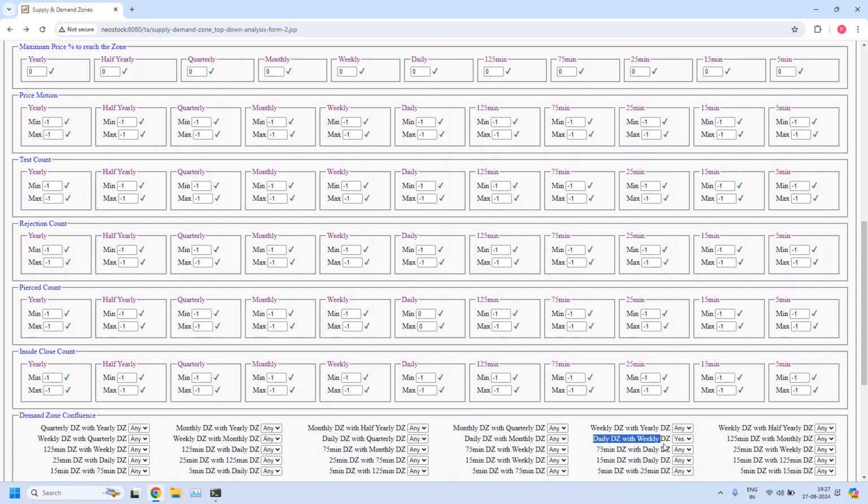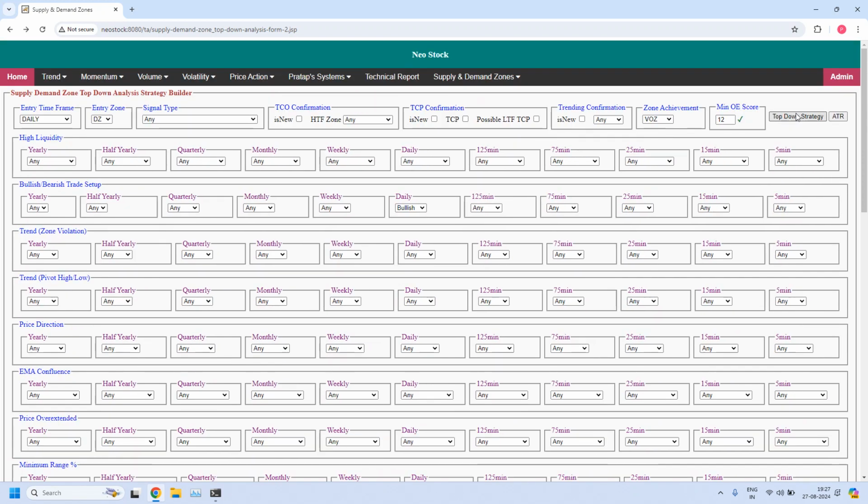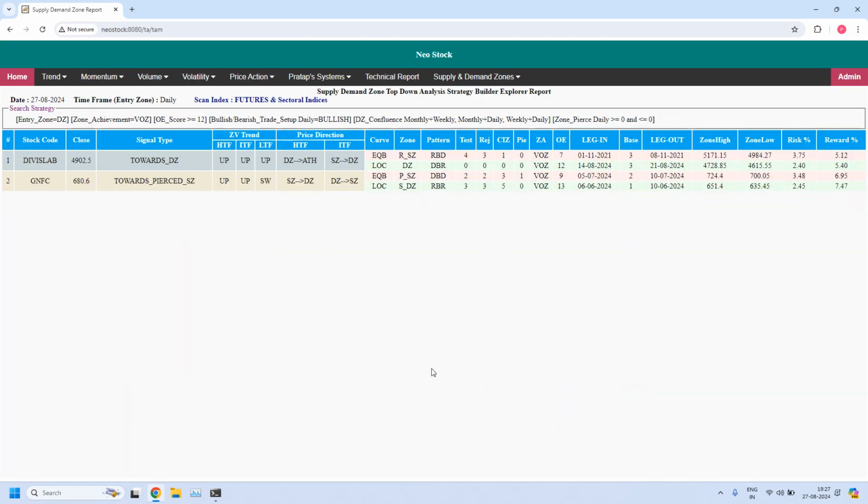Daily demand zone with weekly demand zone is already enabled. Next, daily demand zone with monthly demand zone I am enabling. And also weekly demand zone with monthly demand zone, I have enabled the option with all the three filters. Let's look for how many stocks.